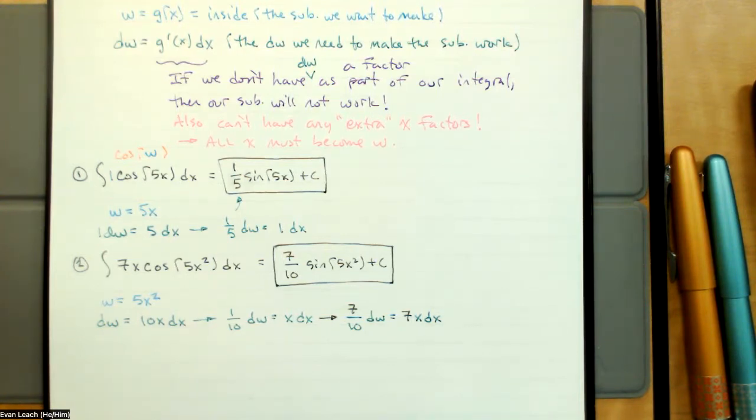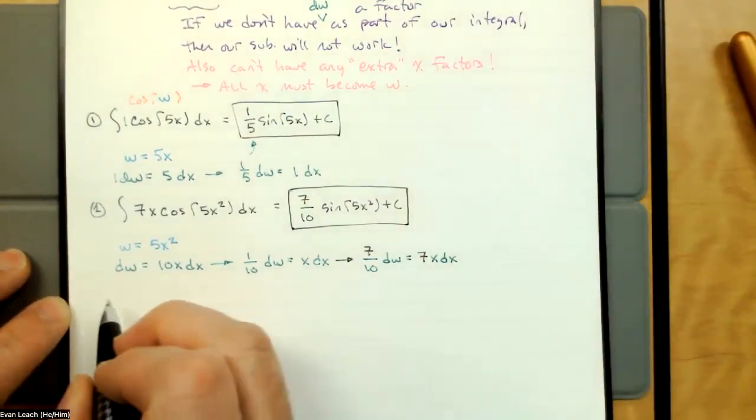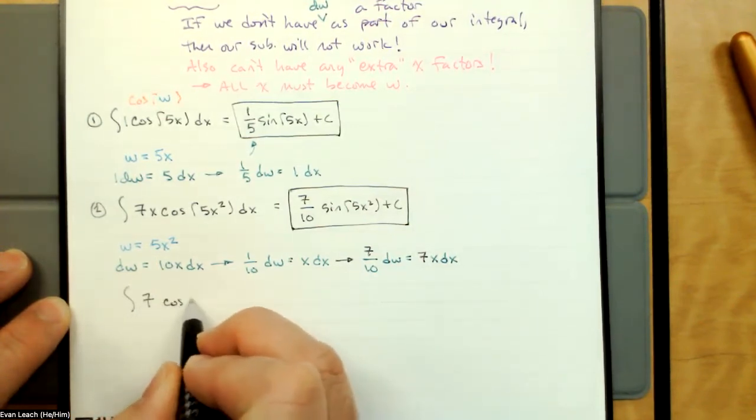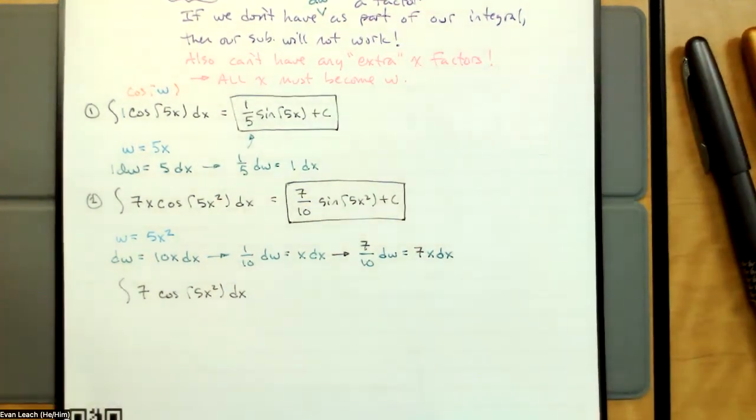Two ways that this problem could be not substitution. One is if this x is not out there. So if I just have 7 cosine of 5x squared dx, our instinct still says the inside is 5x squared, the outside is cosine. w equals 5x squared is the substitution I want to make. The function I'm actually integrating is cosine. The problem is in that second part.